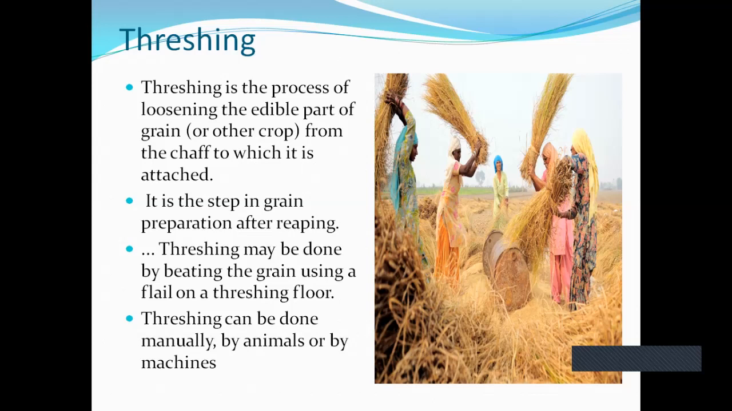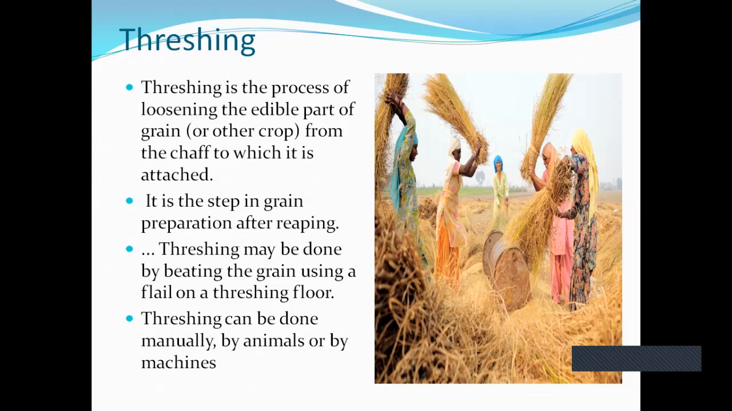In this step, which comes after reaping, what the women are doing is hitting or beating the stalks of grains and trying to separate the seeds from them. Now this threshing is done in three ways. The first is the manual method, second is by animals, and third is by machine, right?